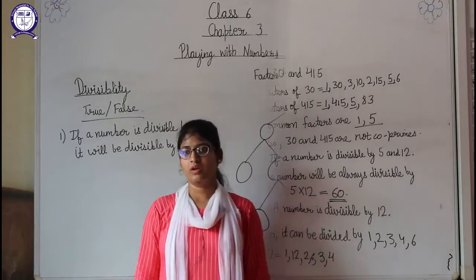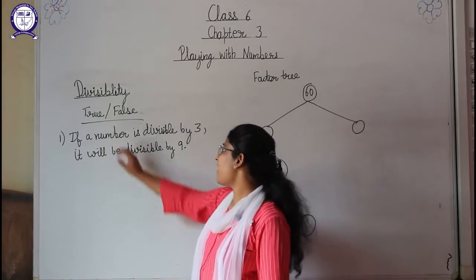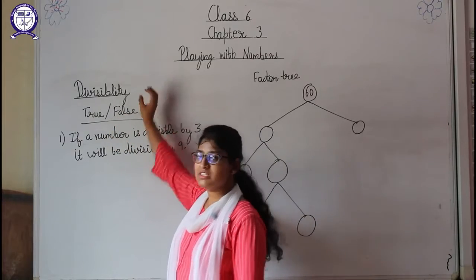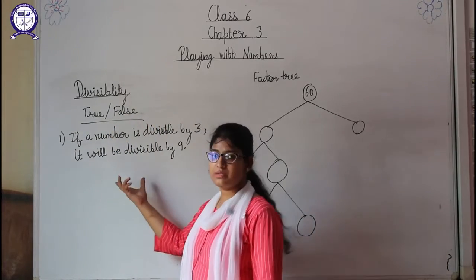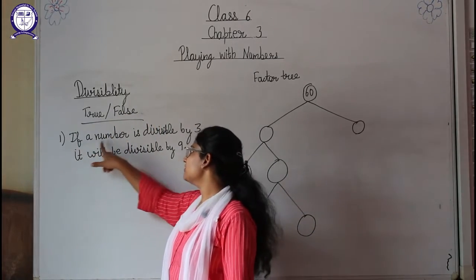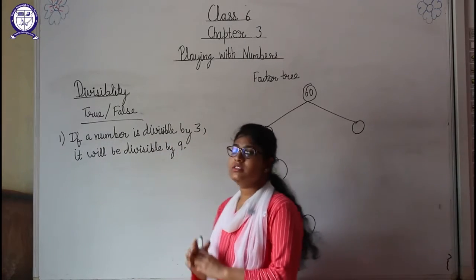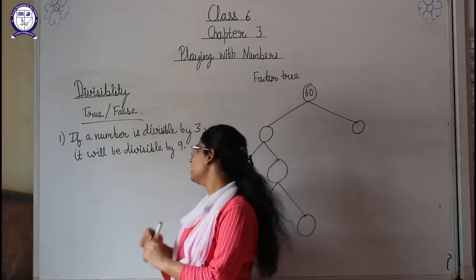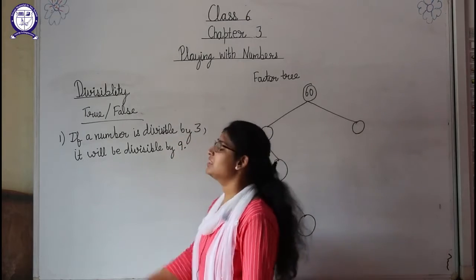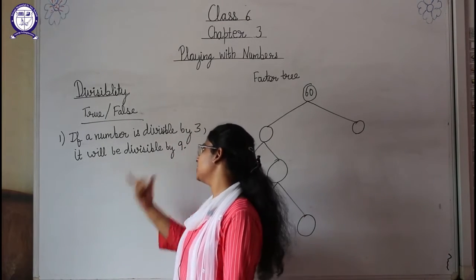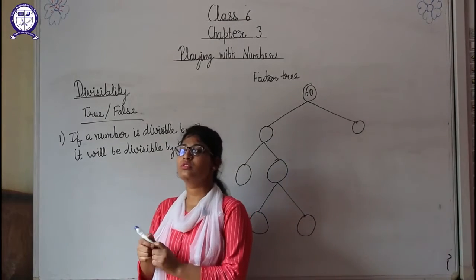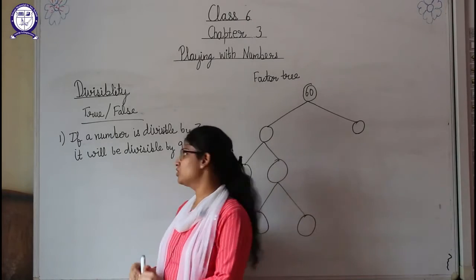Okay students. Now students, our next topic is we have to state true or false. These are according to the divisibility. Okay, so first is, if a number is divisible by 3, it will be divisible by 9. Is it always true that if a number is divisible by 3, then that same number will be divisible by 9? You have to say it is true or false.